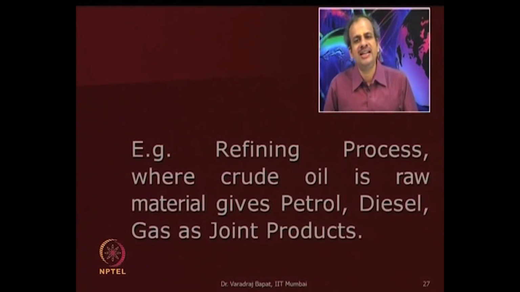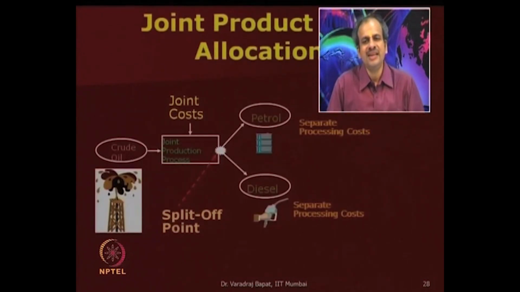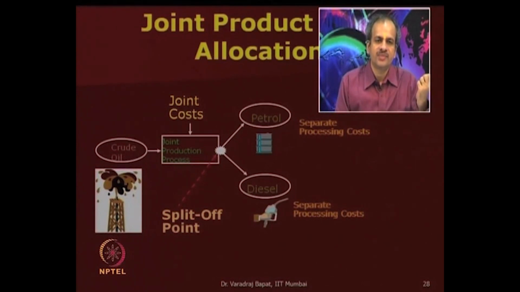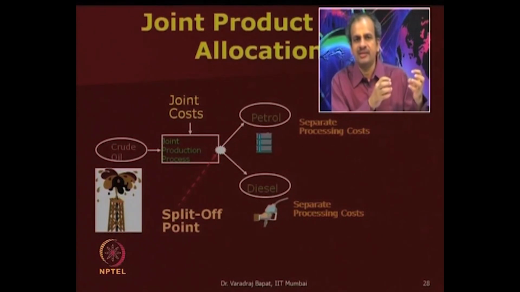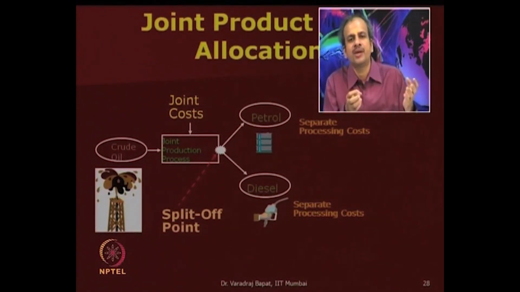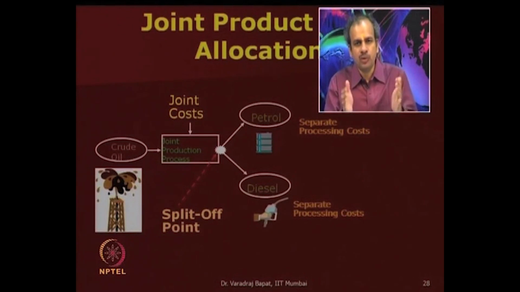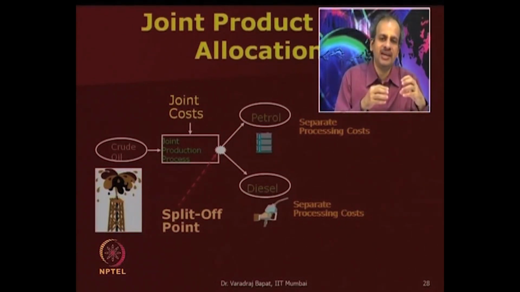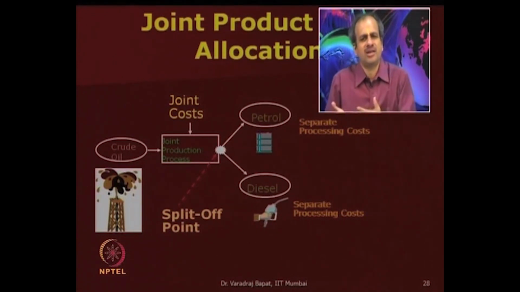The refining process we have already discussed. We get petrol, diesel, gas as joint products. Here it is shown pictorially. So we get crude oil which is extracted from the earth either below the sea or above the sea. Then it is refined in the refinery. At the refining, up to the split off point, some joint costs are incurred in the refinery. Then we get petrol and diesel and other products like gas.